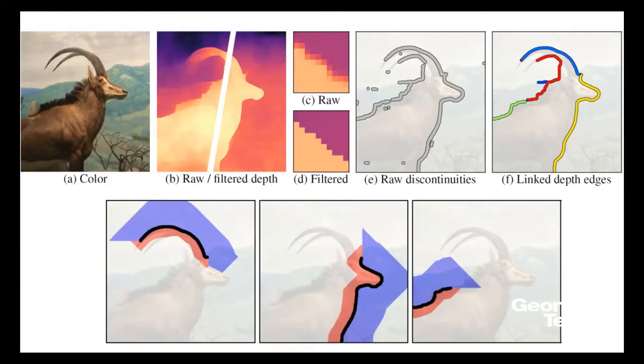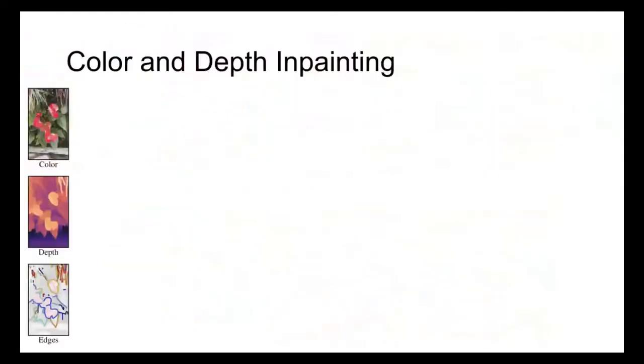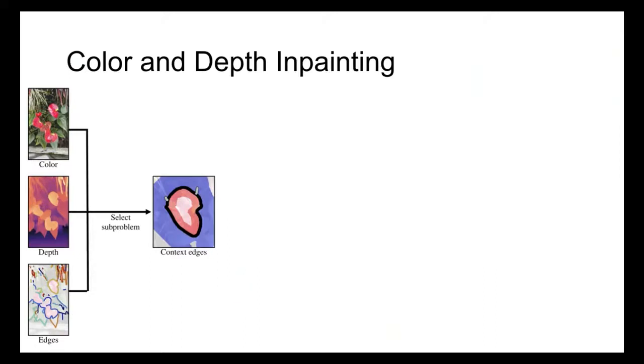The inpainting process is actually very simple. You can use whatever inpainting algorithm you want. You have color, depth, and edges. You first pick a subproblem, for example, I want to inpaint what's under the leaf.